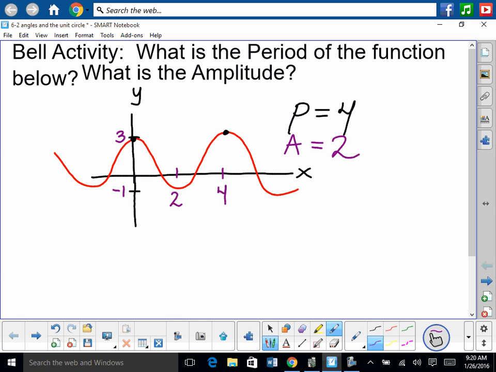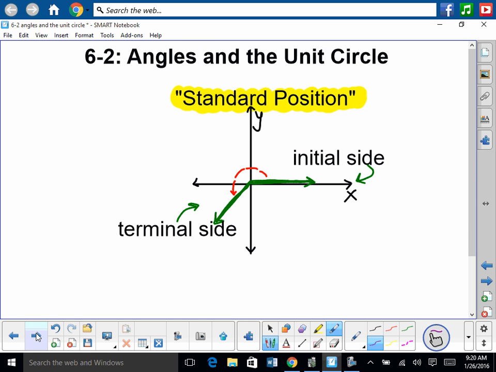Okay, good. All right, how many got 100%? Good job. You guys are awesome. Okay, let's get to what we're doing today. Lots to learn.